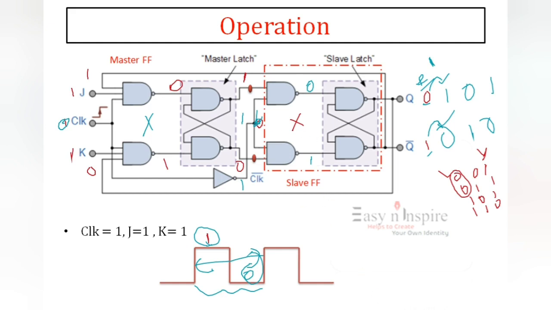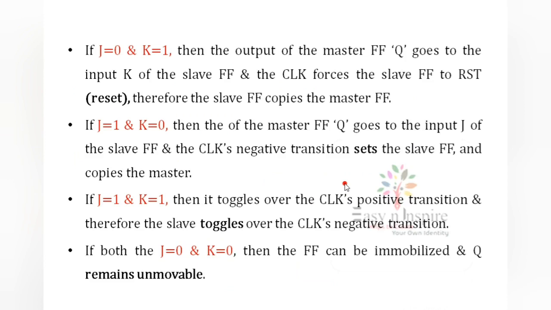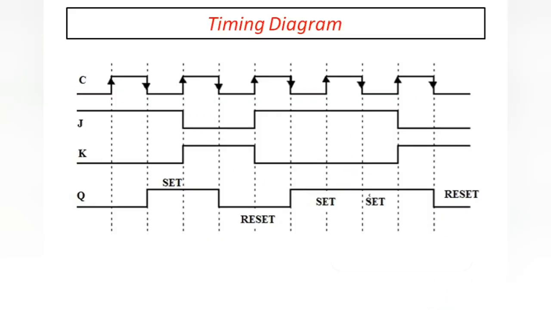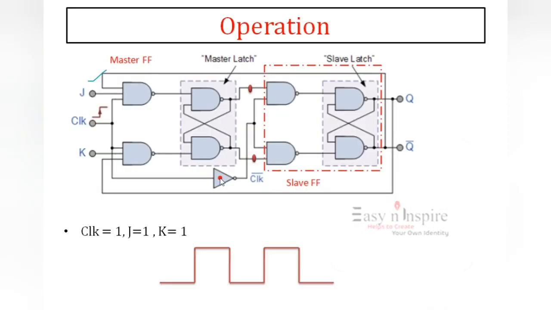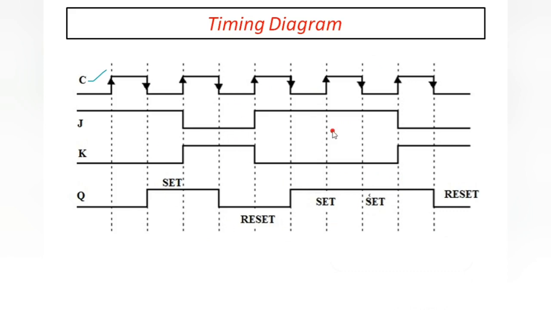Okay, let's see how it is going to be. So here I have explained. Okay, so this is my clock pulse, J, K, Q. From this operation, I am drawing this timing diagram. Clock becomes 1 here, again 0, 1, 0, 1, 0.